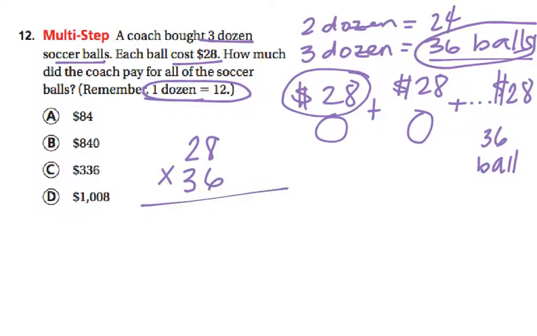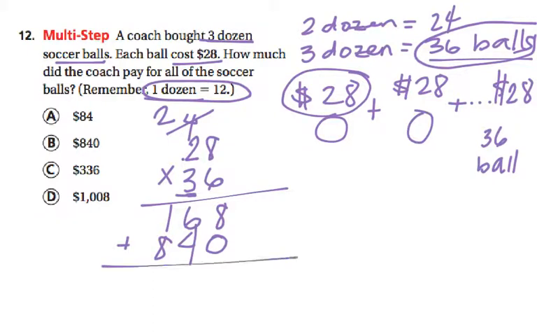Now I start on the outside, my ones. 8 times 6 is 48. I carry my 4. 2 times 6 is 12. Plus 4 would be 16. When I get ready to go to the next row, I cross out my 4, and I put a placeholder 0 underneath my 8. Now I'm just focused on this 3. 3 times 8 is 24. I'll carry my 2. 2 times 3 is 6, plus 2 would be 8.